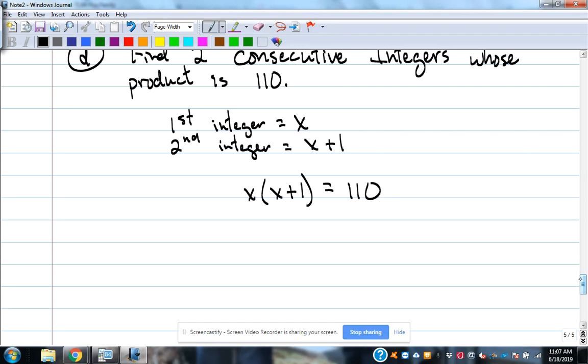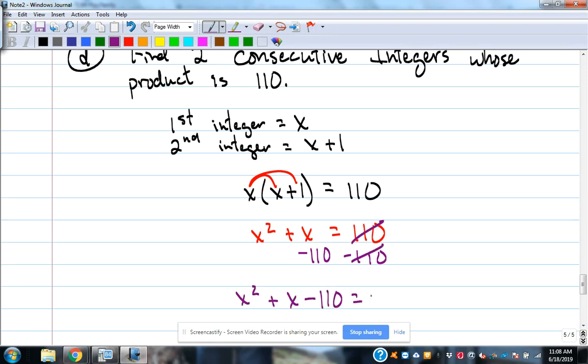This is almost exactly like the area problem for the poster. Length times width equals area, that sort of thing. So here we're going to multiply out x times x and x times 1, be x squared plus x equals 110. All right, and then what do we need to get this equal to? 0. Good. 110, not 100. So we subtract 110 from both sides. X squared plus x minus 110 equals 0.